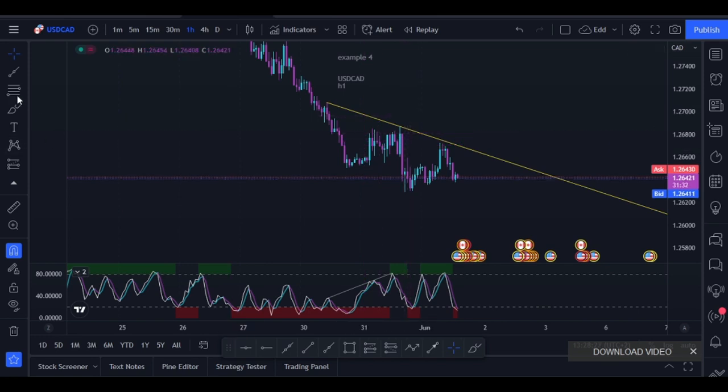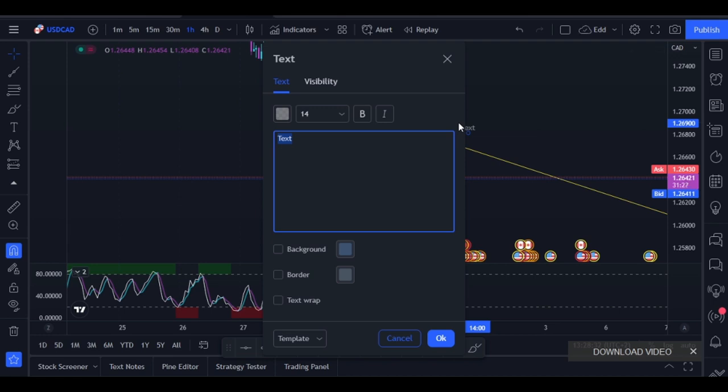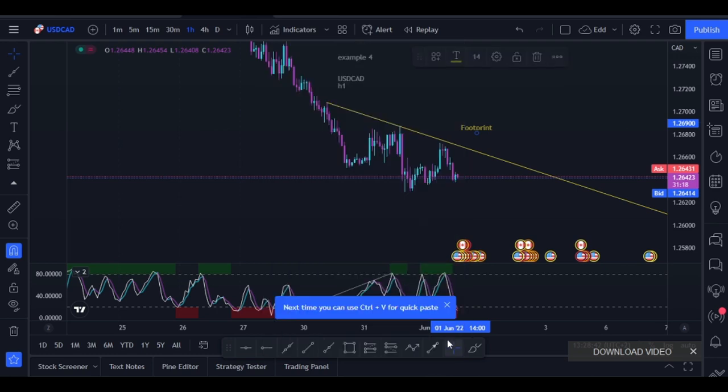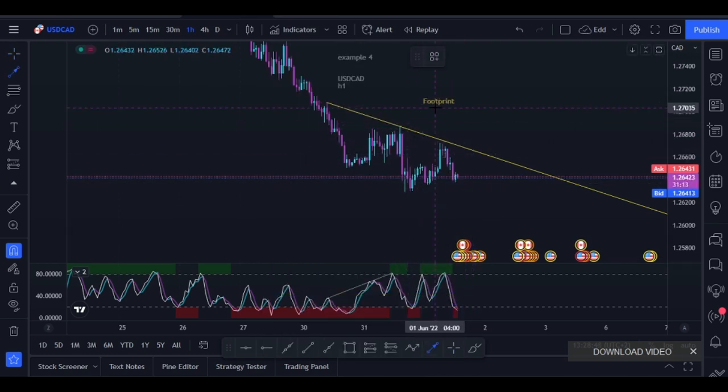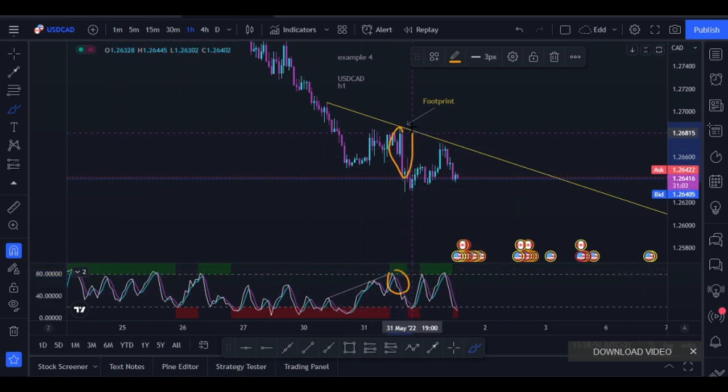Okay, let me just type this out here. Footprint. Okay, let's make this yellow. Okay, there. And then get the arrow. That's the footprint. Okay, and then now let me mark entry on the stochastic and entry on the chart. Okay, stop loss, just goes right behind your footprint line.